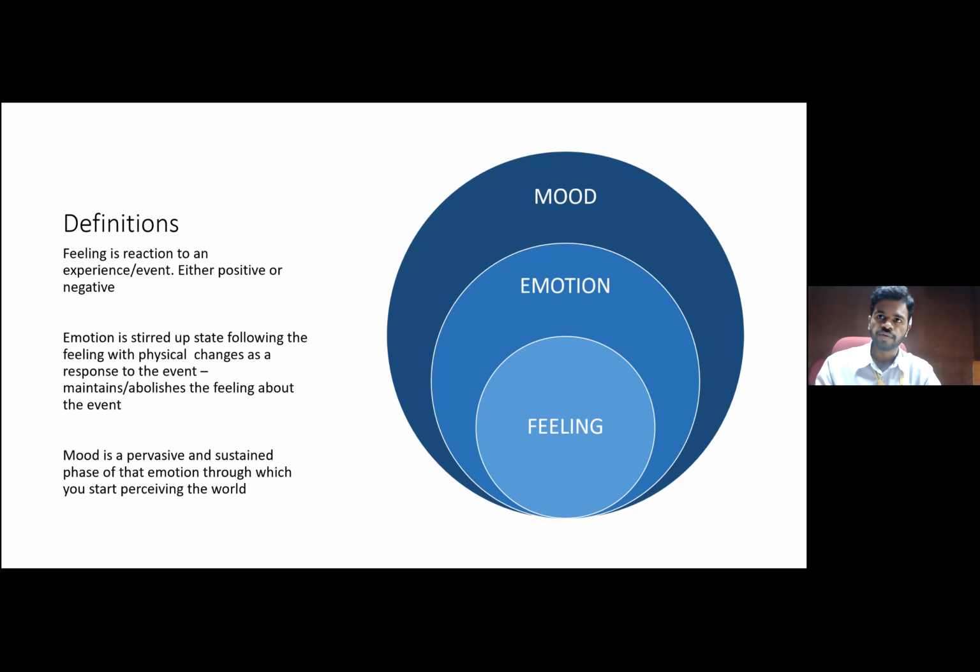So because of this feeling, starting with a rainy day, if it would have been seen on a positive aspect, even if it becomes sunny in the evening, you might feel that, since it was very pleasant in the morning, the whole day will be colored with a happy mood. You will feel as if the whole day, even if in the evening it is sunny, you might feel more completely energetic because the mood is already set in the morning, isn't it? So it's a more pervasive and sustained phase of that emotion through which you start perceiving the whole world.